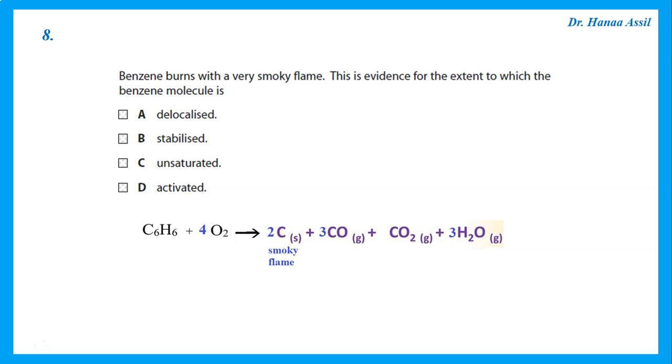But it also gives a smoky flame due to pieces of carbon. And this very smoky flame is taken as evidence for the extent to which the benzene molecule is unsaturated. So the fact that it is unsaturated is why it gives a lot of smoky flame, which is due to the pieces of solid carbon formed.